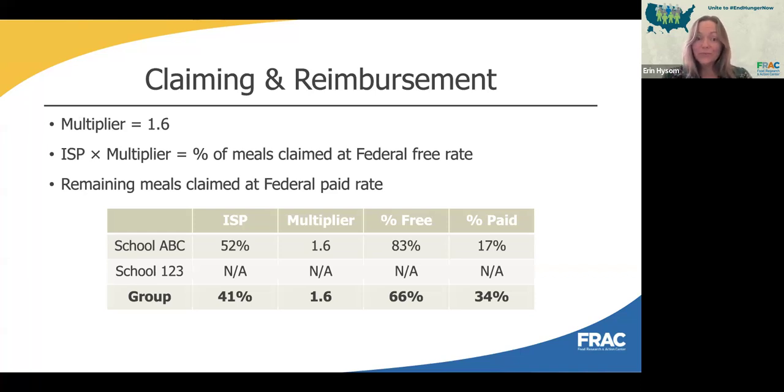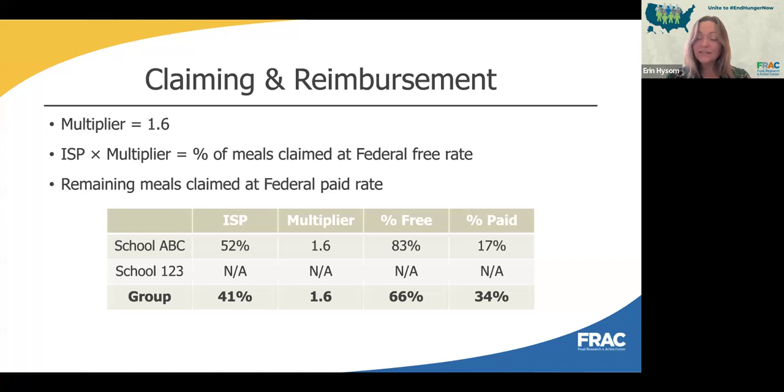So let's take it school by school. School ABC had an individual identified student percentage of 52%. You take 52%, multiply it by that factor of 1.6, and that is the percentage of meals that are going to be reimbursed at the federal free rate. So in school ABC, 52% times 1.6 equals 83%. That means in school ABC, 83% of the meals served are reimbursed at the higher federal free rate, and the remaining 17% of meals served are reimbursed at the lower federal paid rate.